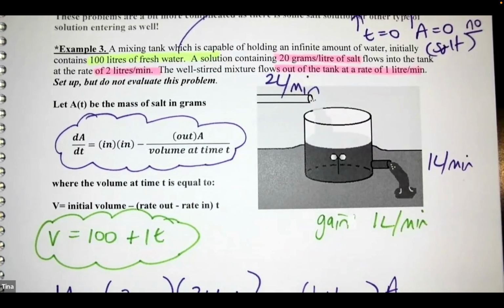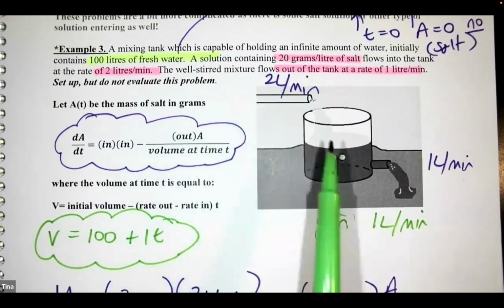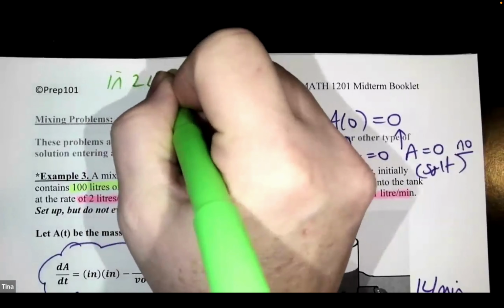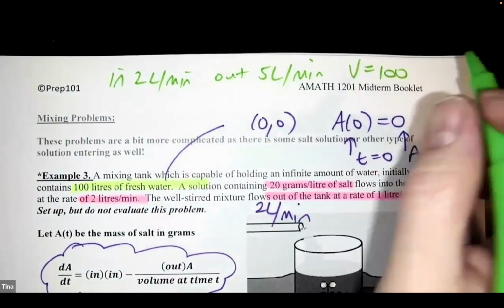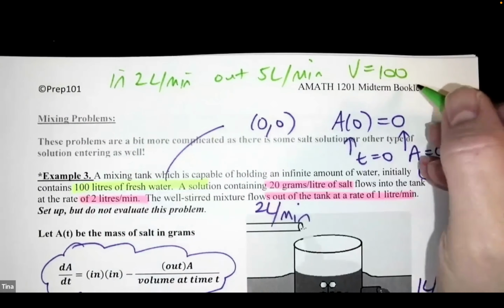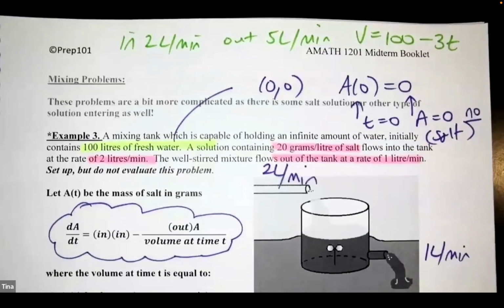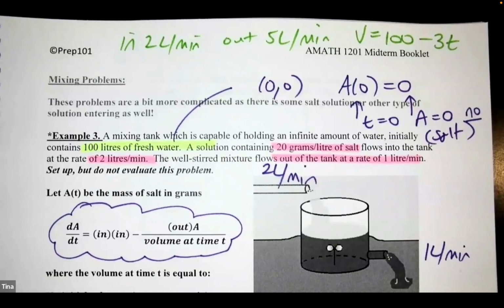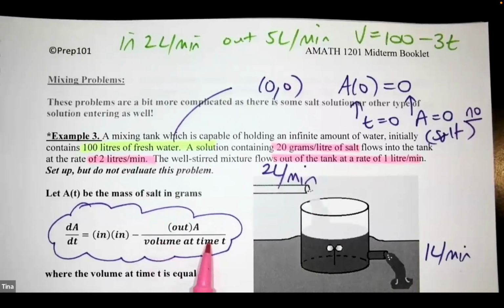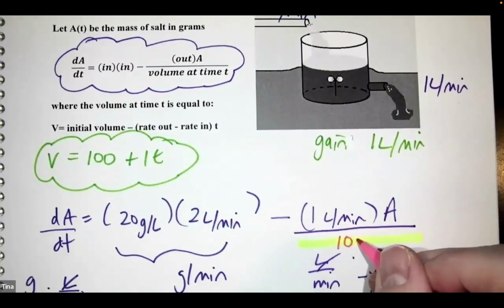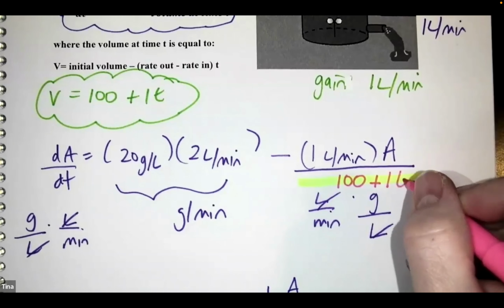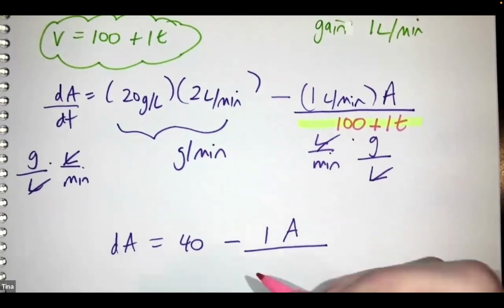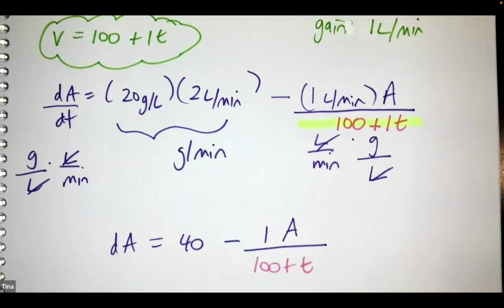1 per minute. If it went, let's say, in at 2 and out at 5, then it would be start with 100, in at 2 out at 5, I'd be losing 3 per minute. Okay? So it just depends on the change of what's going on and how much you started with. So when we say volume at time t, if it goes in and out the same, it's just 100, the initial. But here, we're going to gain 1 per minute, right? So it's 100 plus t.